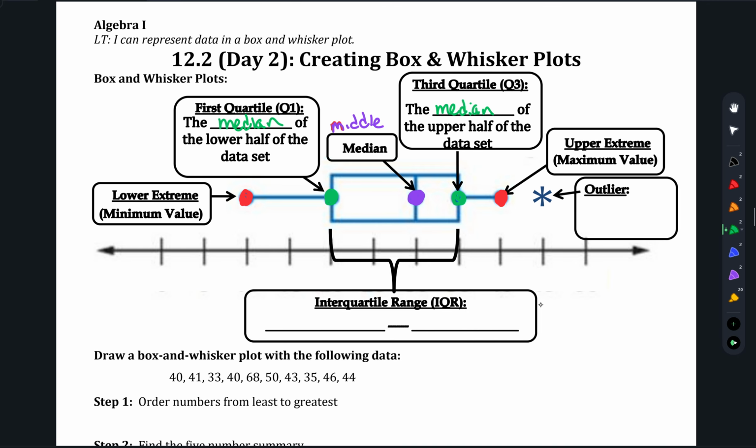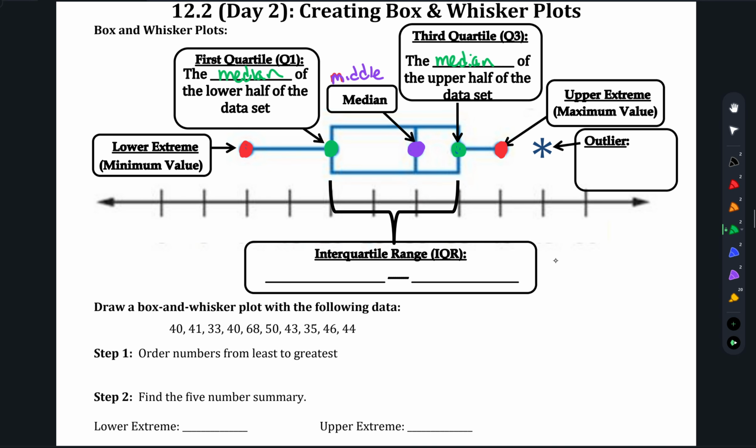Then we can find something called the interquartile range, which is the range of those values inside the box. Inside the box represents the middle 50%, so that's kind of like where our averages lie. To find that interquartile range, we take quartile 3 minus quartile 1.